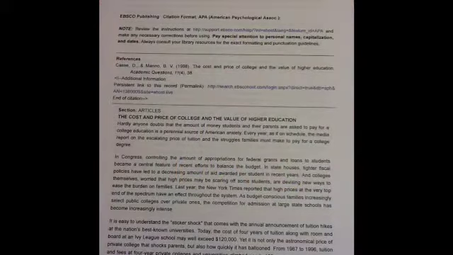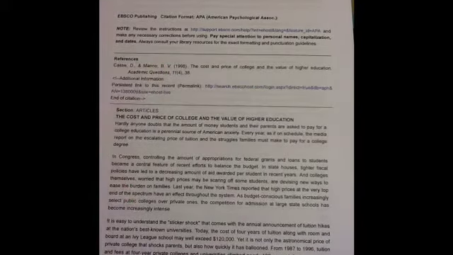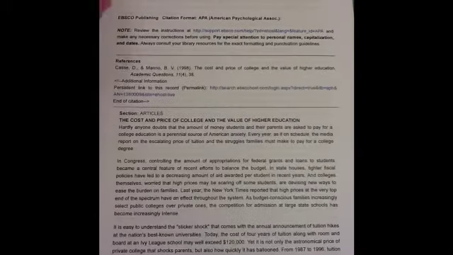So, let's jump to actually reading an article. Here's one. Okay, so our article for today is The Cost and Price of College and the Value of Higher Education, published in Academic Questions in 1998. This is a lot of text, and it's really long. How are we going to make any sense out of this?